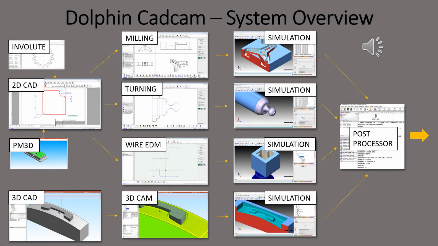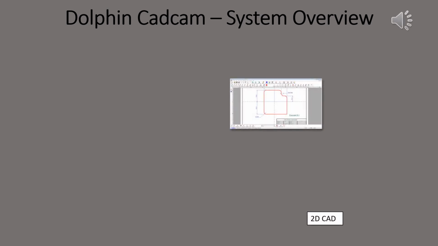This is an overview of the Dolphin CAD CAM system. We have milling, turning and wire EDM modules. The starting point for many operations is the 2D CAD system, where we can create the geometry or import DXF files.